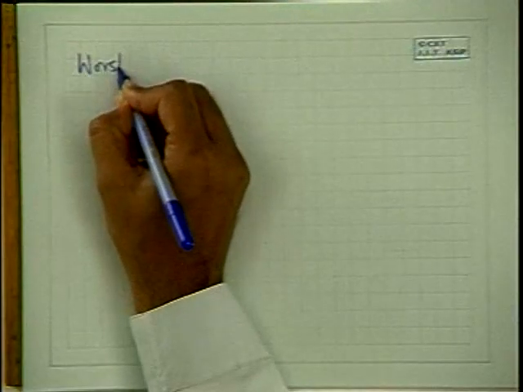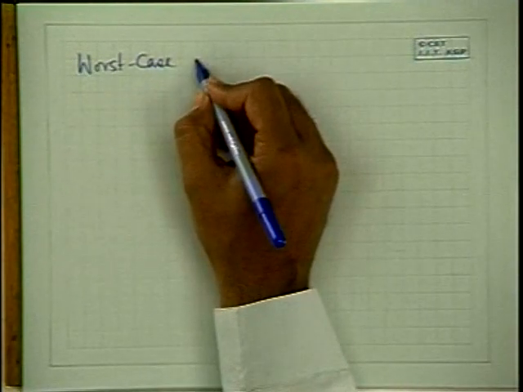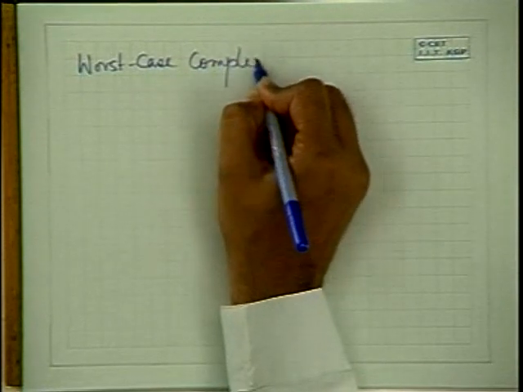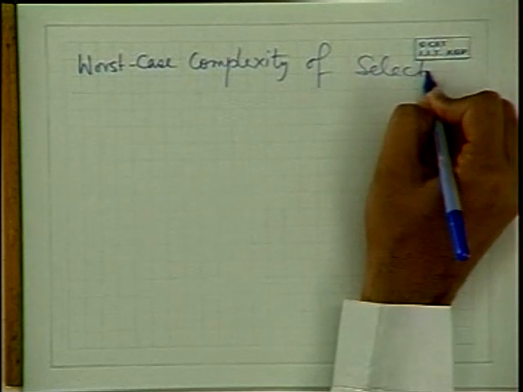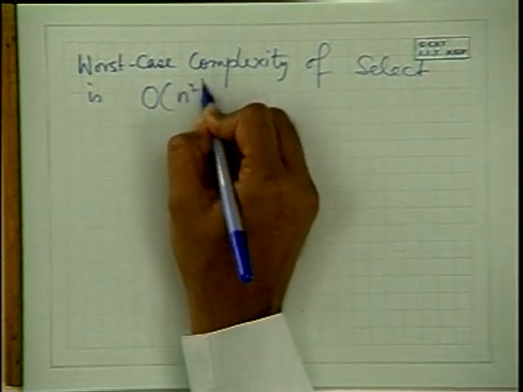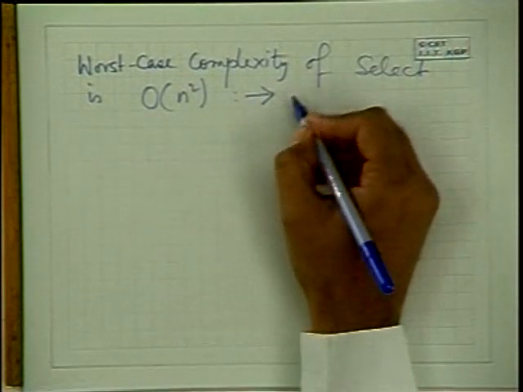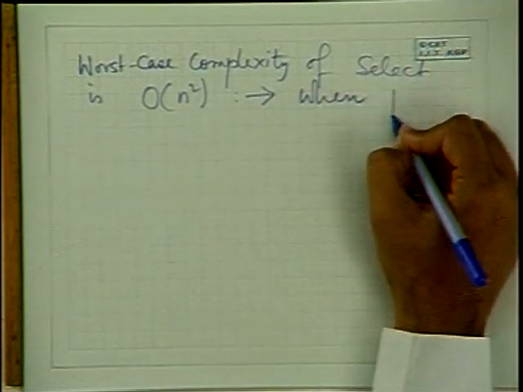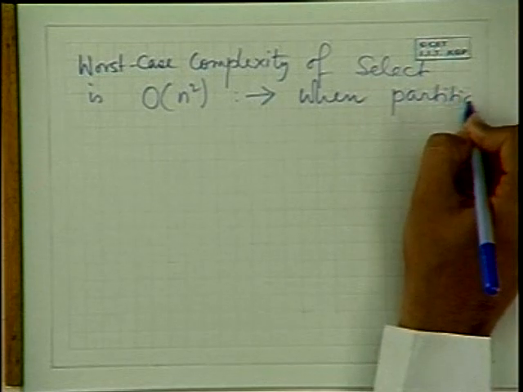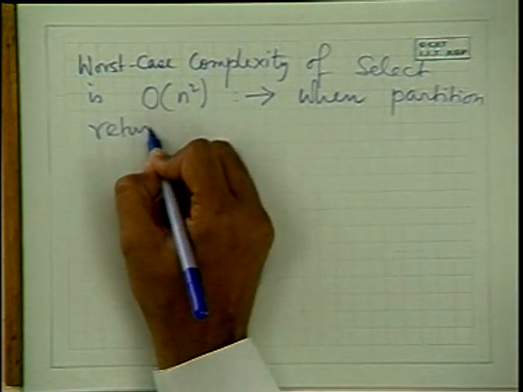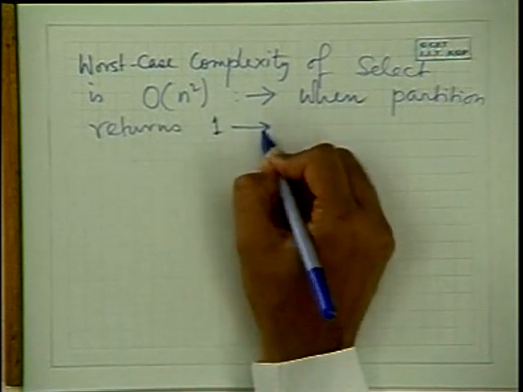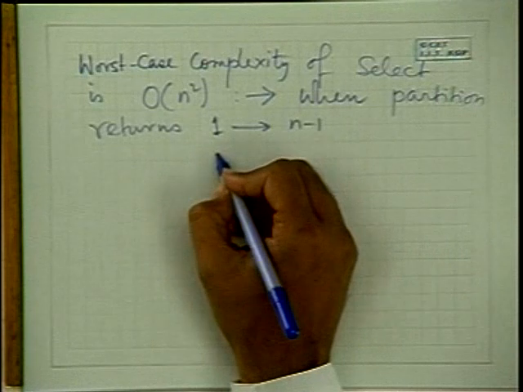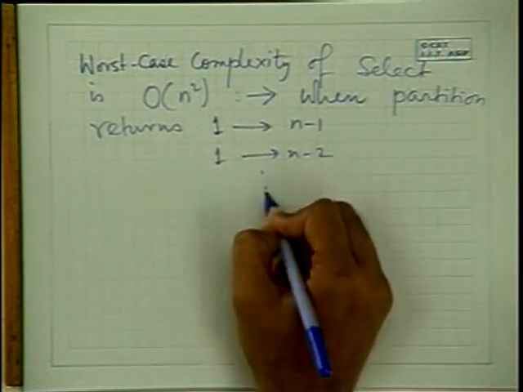So let me just first write down the worst case complexity of select is order of n square. It happens when partition returns 1 versus n minus 1, 1 versus n minus 2, like this.